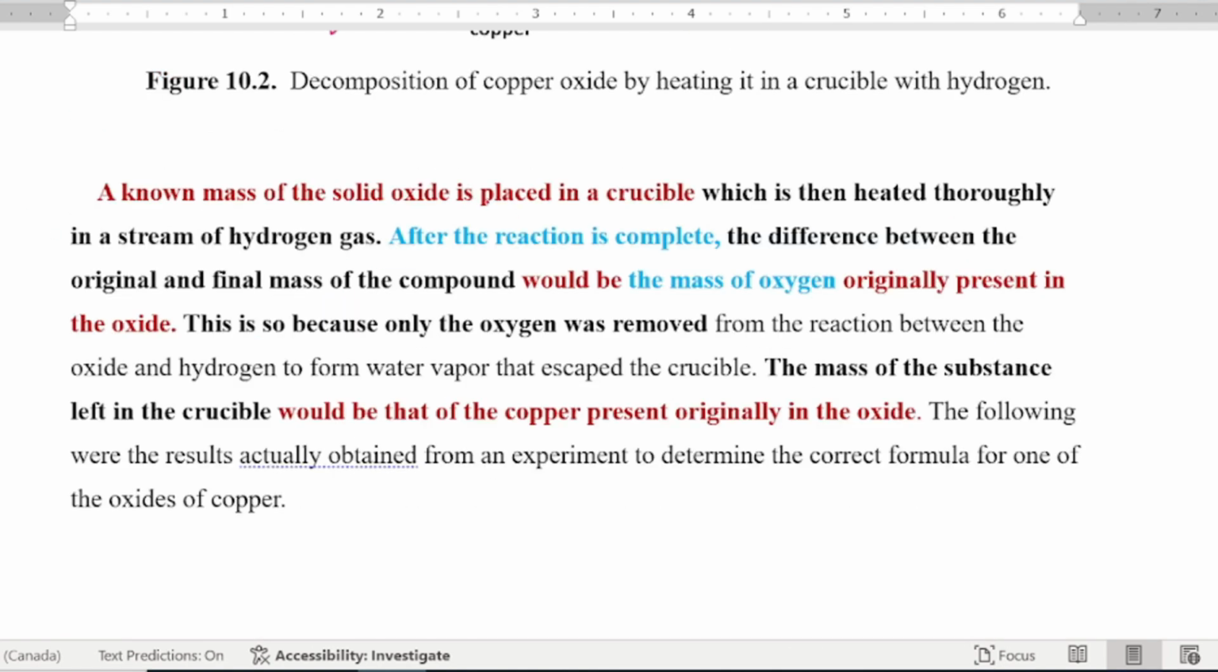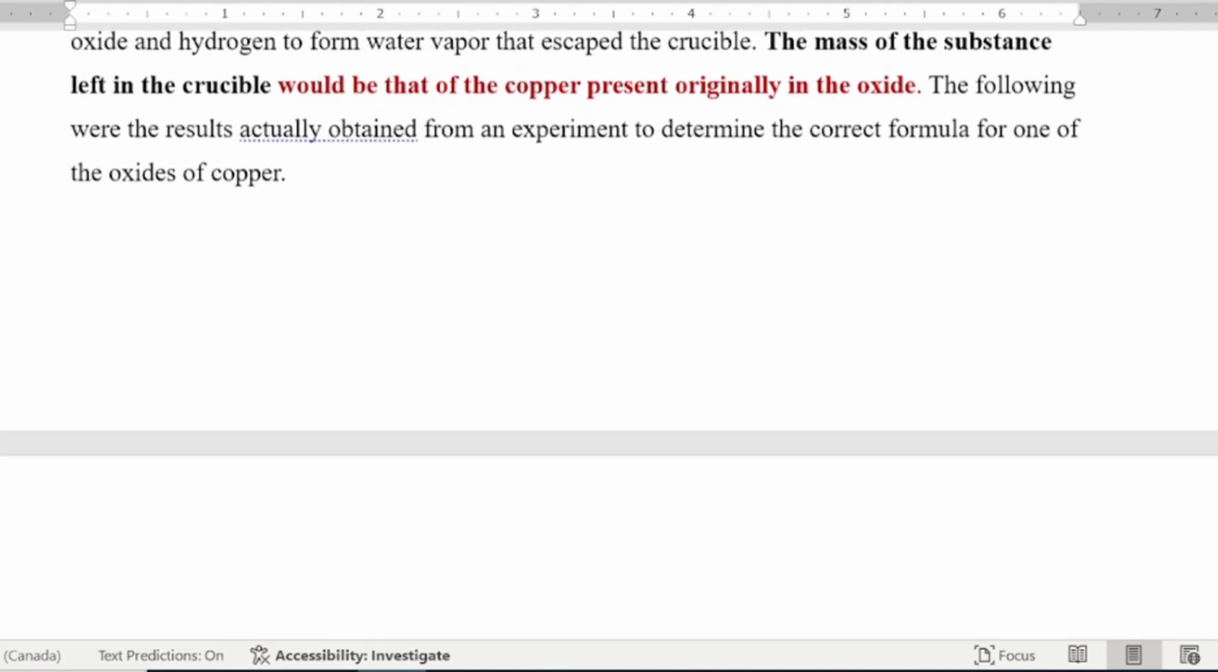A known mass of the oxide placed in this crucible will then be heated thoroughly in a stream of hydrogen. After the reaction is complete, you have to make sure all the oxygen has been removed from the oxide. The difference between the original and final masses of the compound will be the mass of the oxygen originally present in the oxide. See how we now do the calculation to get how much oxygen was there.